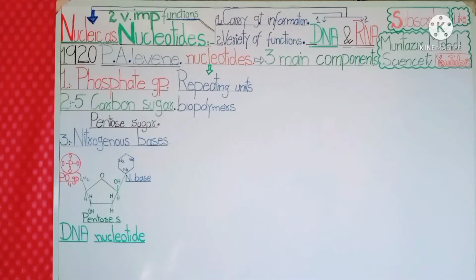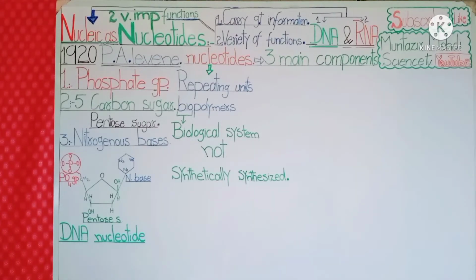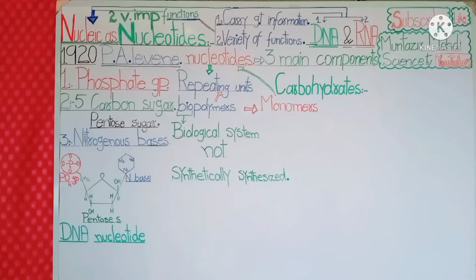Nucleic acids are biopolymers. The word bio means they are synthesized in the biological system but not synthetically. Biopolymers are synthesized by repeating units known as monomers, which are nucleotides in this case. Now we take an example. We have many different types of biopolymers such as carbohydrates. These carbohydrates are synthesized by repeating units which are called monosaccharides. Similarly, nucleic acids present in living organisms are synthesized by repeating units called nucleotides.